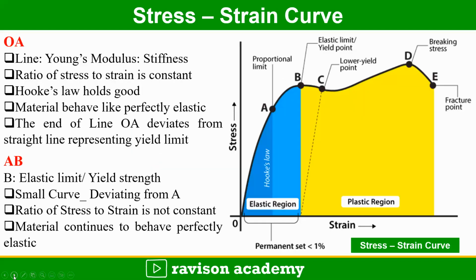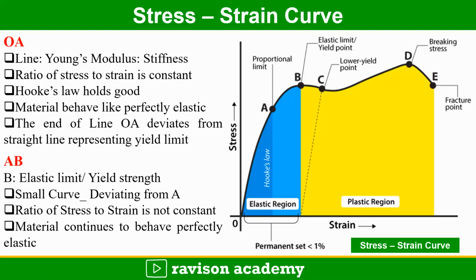In the model stress strain curve, we can see the points O, A, B, C, D and E. Starting from the point O to A, this line represents the Young's modulus. The slope of this line represents the Young's modulus, which measures the stiffness of the material. This slope, the ratio of stress to strain, is constant from O to A, and the material behaves like an elastic material up to the point A.